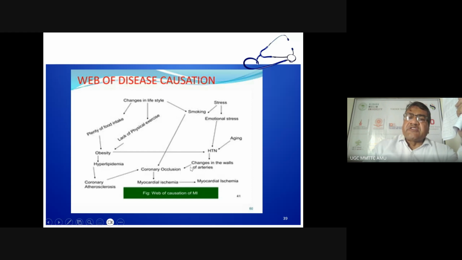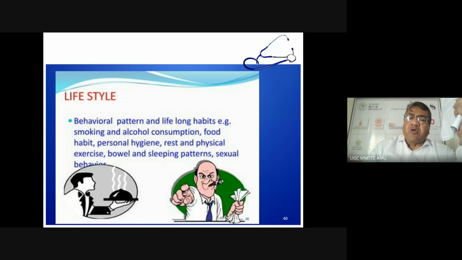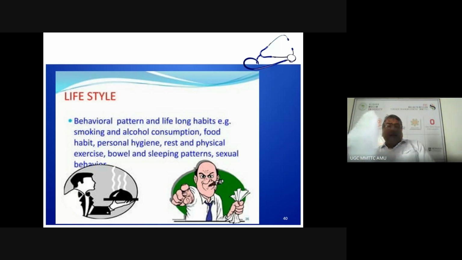Stress, aging, smoking, and cholesterol cause changes in the wall of the arteries, and this change in the wall of the arteries affects the coronary circulation of the heart, and this gives rise to myocardial infarction. So this is the web of disease. Here we have shown how this will affect a particular disease.